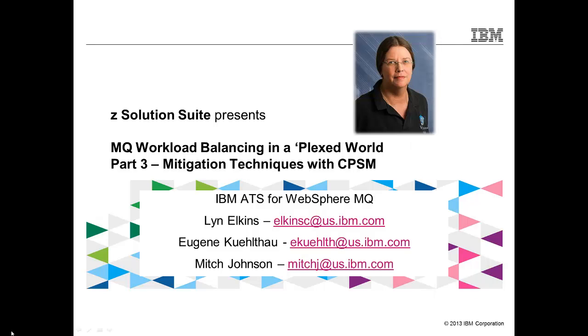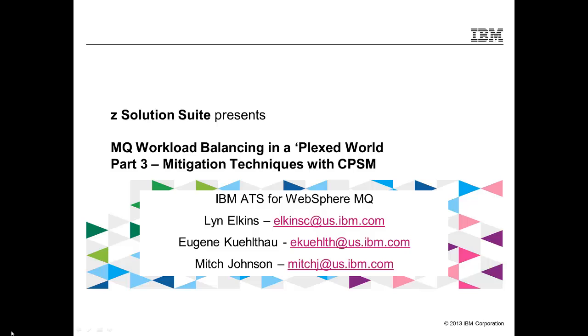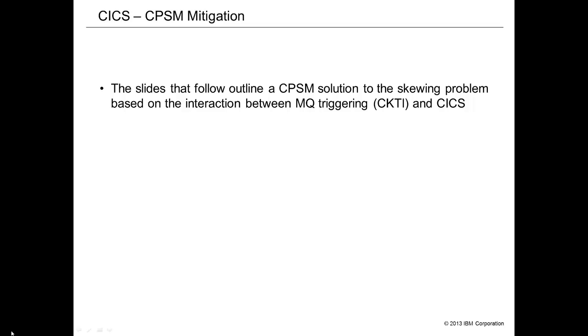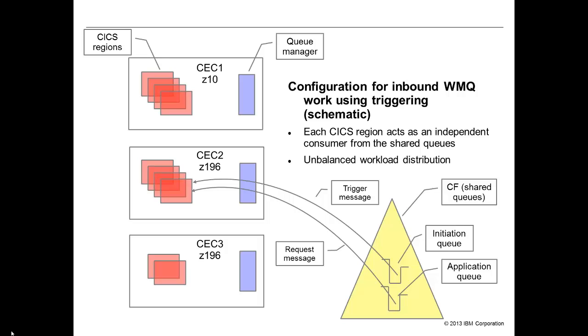The final mitigation technique we're going to talk about in this session is CPSM mitigation. We're going to outline a CPSM solution to the skewing problem based on the interaction between MQ triggering, the CTI transaction, and CICS itself. The configuration for inbound MQ work using triggering is shown on this slide. Each CICS region acts as an independent consumer from shared queues.